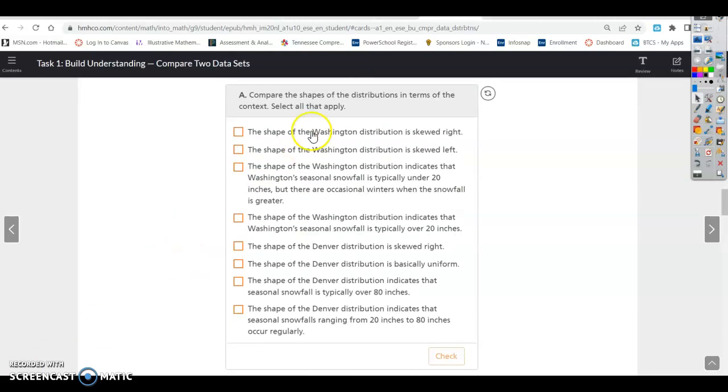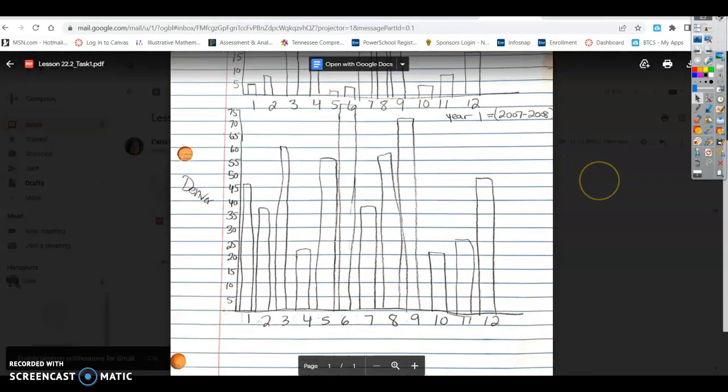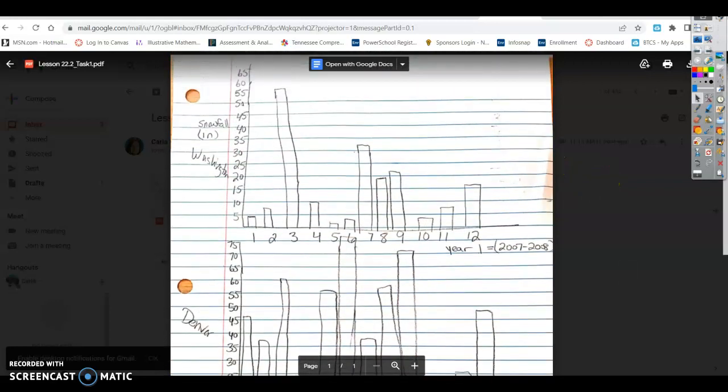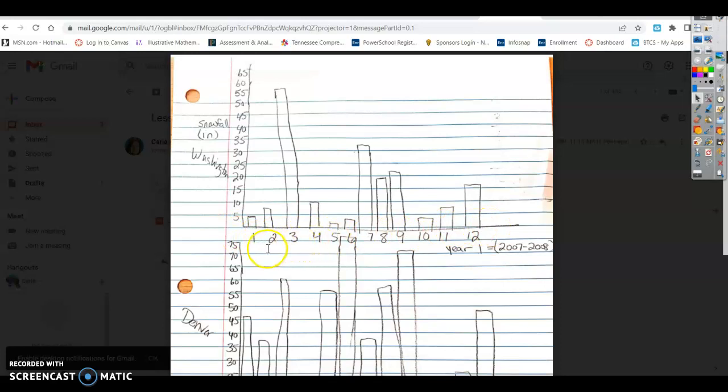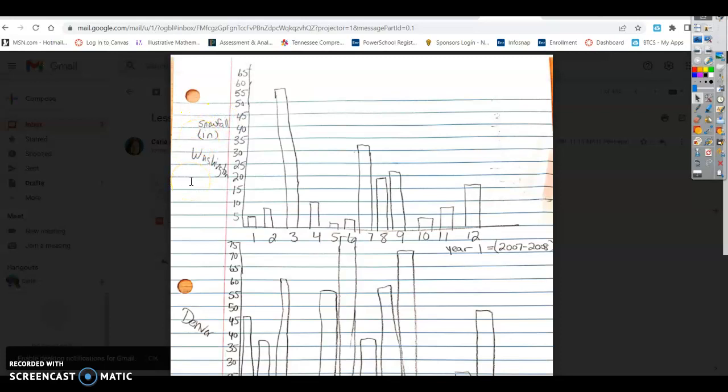Alright, so I'm going to go ahead and pull up the graph I made and scanned in. It's a poorly drawn graph, but hopefully you can see how the distribution lays. Across the bottom I put in years, starting with number 1 represents the first year, and up the left-hand side, which would be your y-axis, that's snowfall in inches. So Washington is the top graph and Denver is the bottom graph.